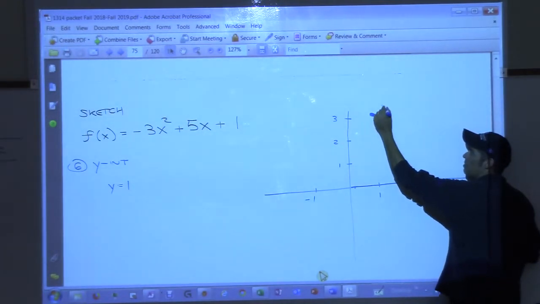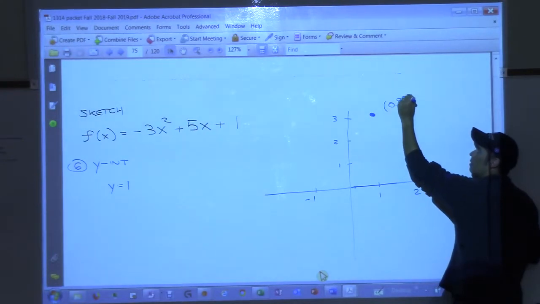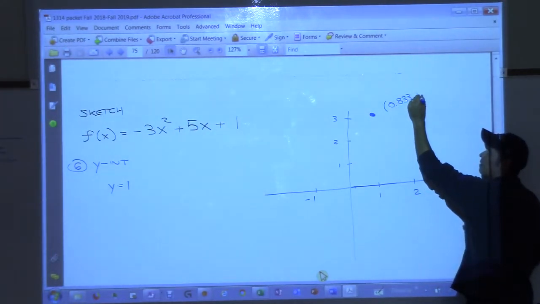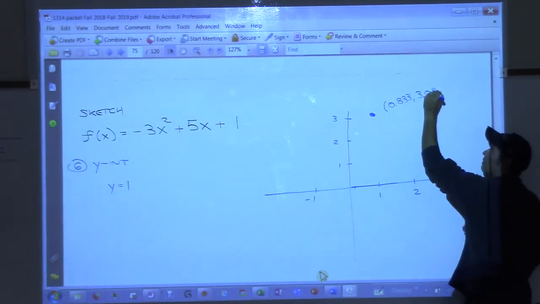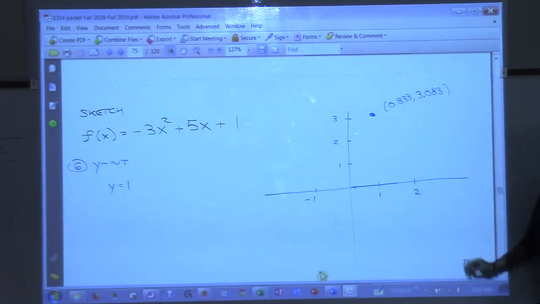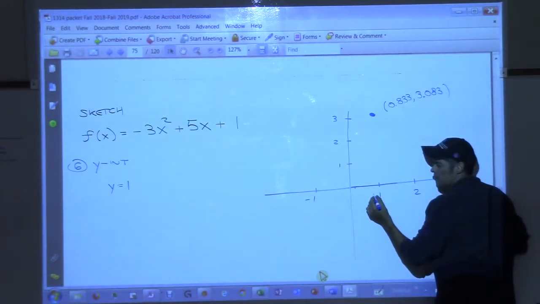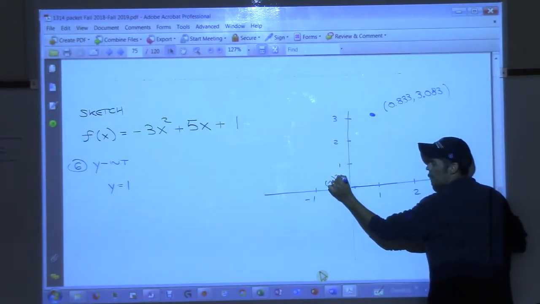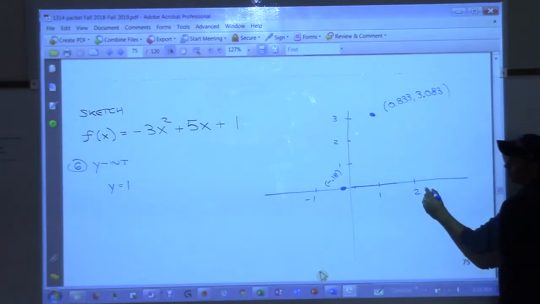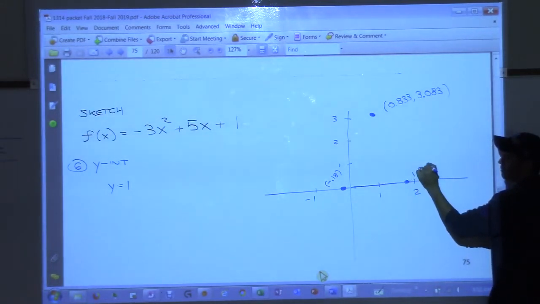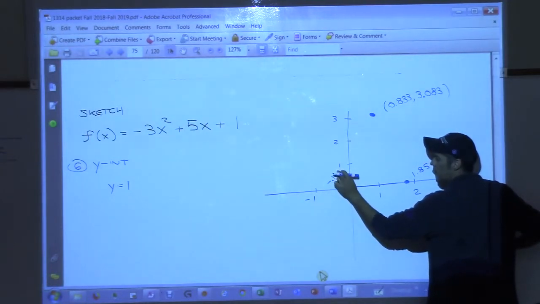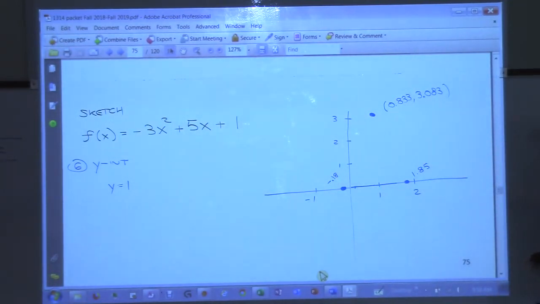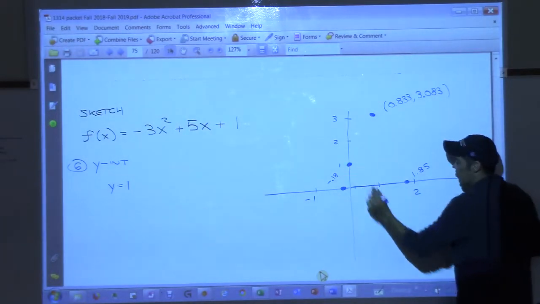Okay, so when I draw that dot, I'm actually going to label it. And it wasn't exactly 3, right? 3.083. Okay, so there we go. So I've labeled my vertex. Next thing I should do is mark the X-intercepts, which you said were negative 0.18. Okay, so negative 0.18, and then the other one was 1.85. Sorry, I didn't need this in parentheses. I'm just going to leave it like that. And then the y-intercept is 1. Okay, and we're ready to draw.